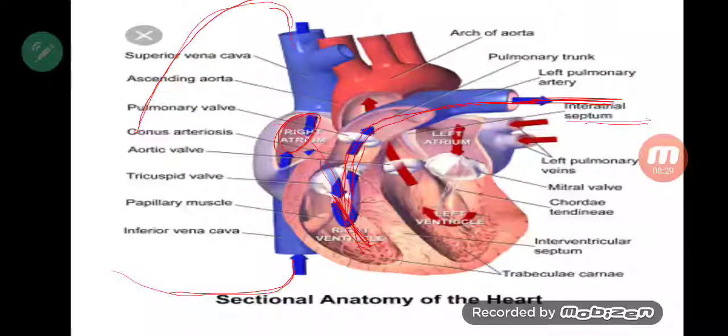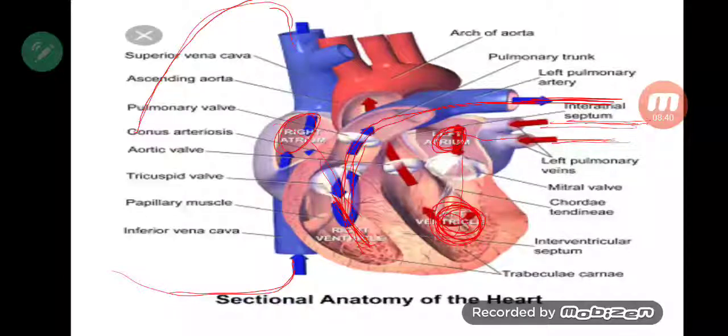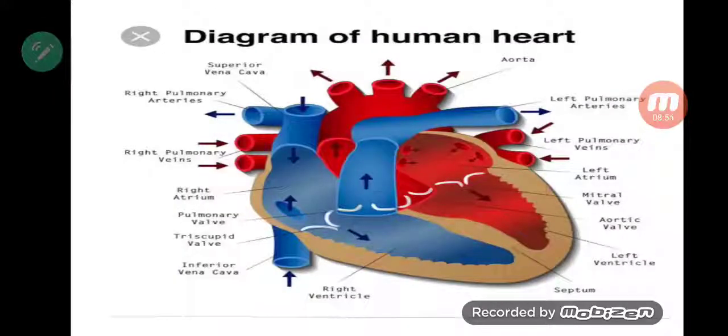from the lung to enter the heart through the pulmonary veins. It enters the left atrium, then it goes to the left ventricle, then it goes to the aorta and all over the body. The cycle begins again in seconds.